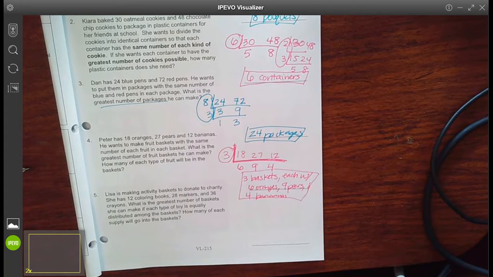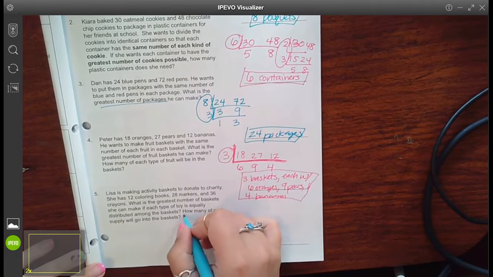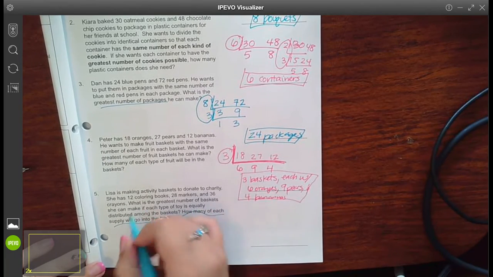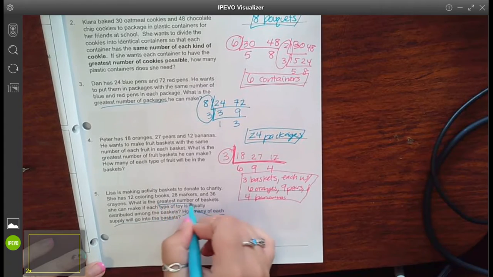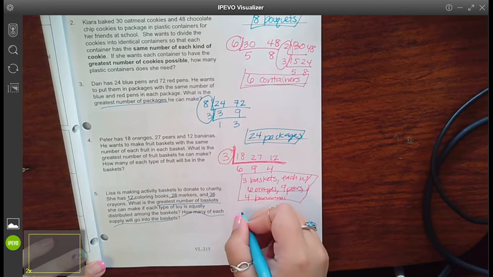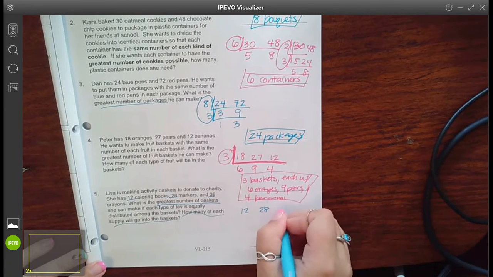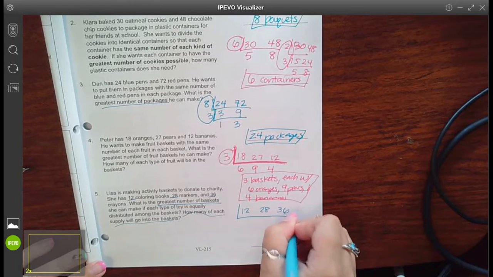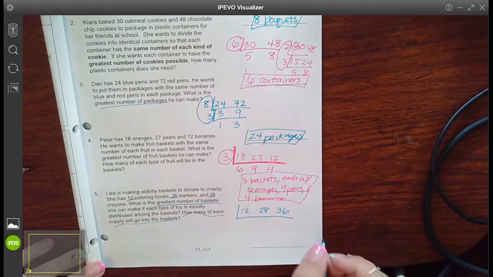It says, Lisa is making activity baskets to donate to charity. She has 12 coloring books, 28 markers, and 36 crayons. What is the greatest number of baskets she can make if each type of toy is equally distributed among the baskets? And how many of each supply will go into the basket? So again, they want to know how many of each one will go in. And it is, again, a GCF problem because what's the greatest number of baskets? And these are the 3 numbers we're dealing with. So we have 12, 28, and 36. What do you see that can go into all 3 of those numbers?